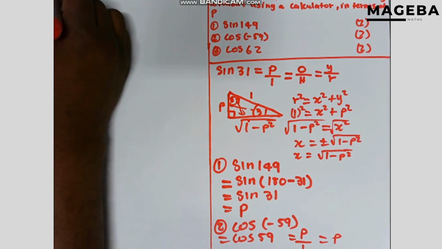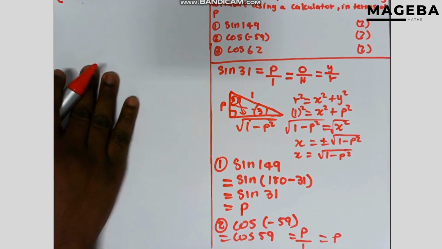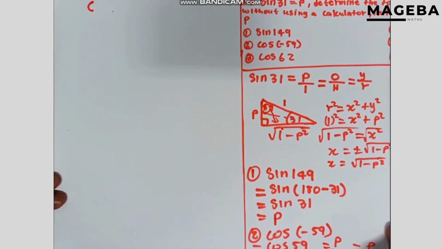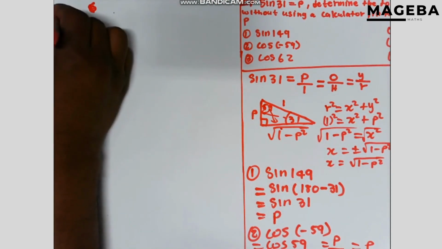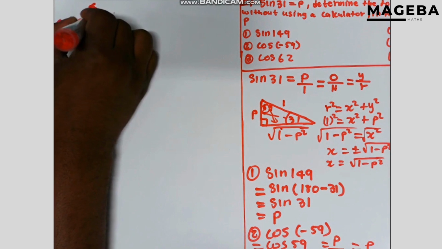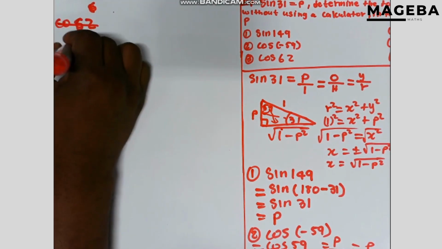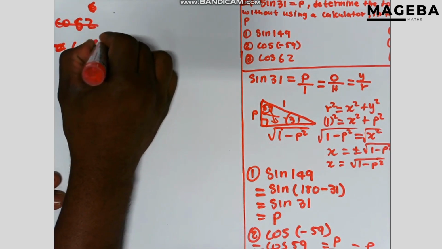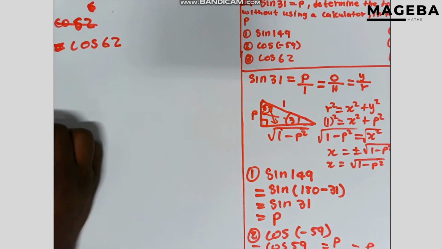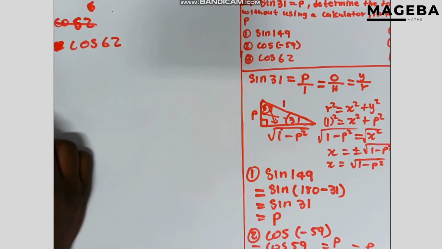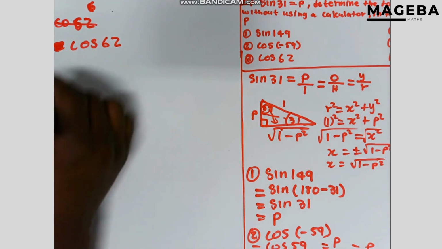Okay guys, now we're going to have cos. Sorry about that. So we're going to have cos of 62, cos of what? Of 62, according to what we're looking for here. Cos 62. How are we going to do this one?